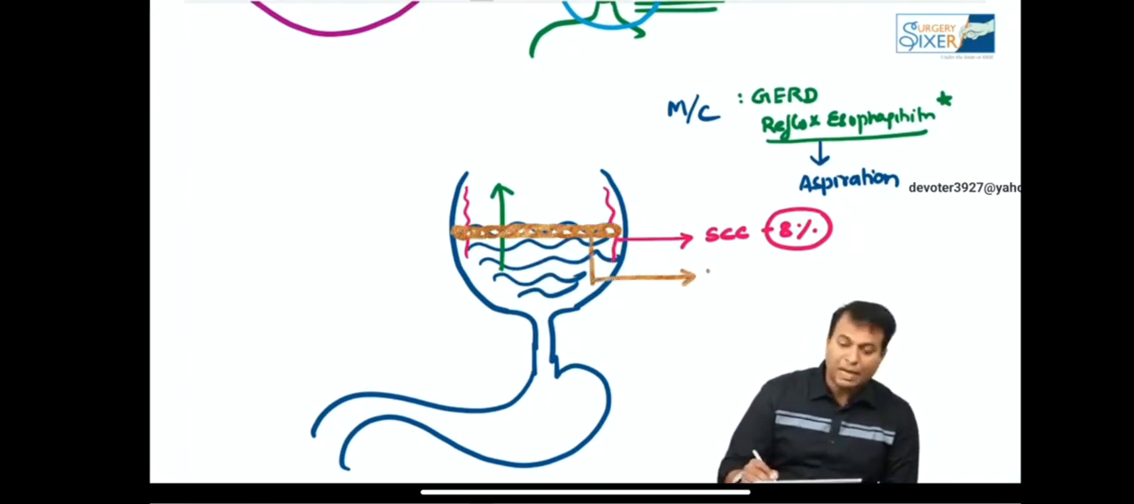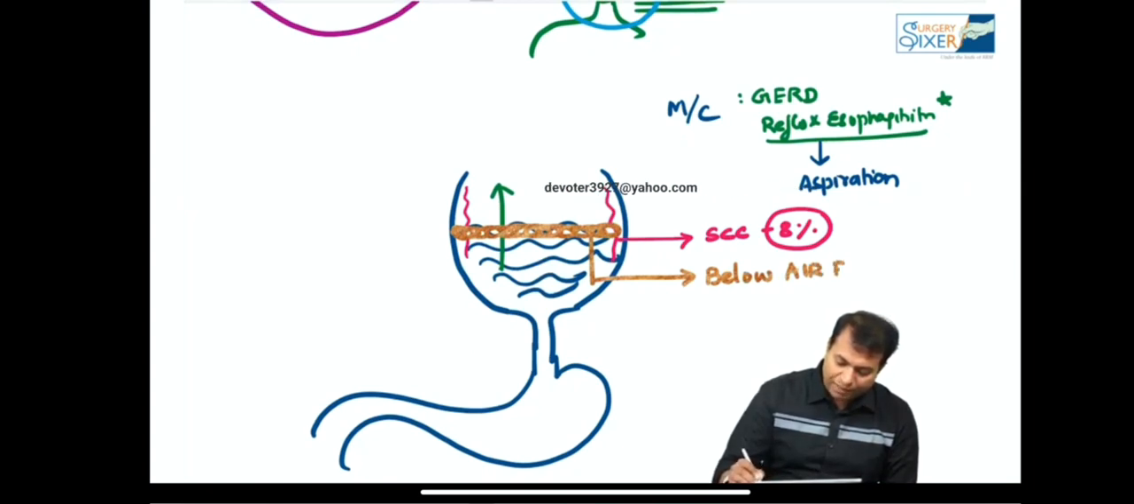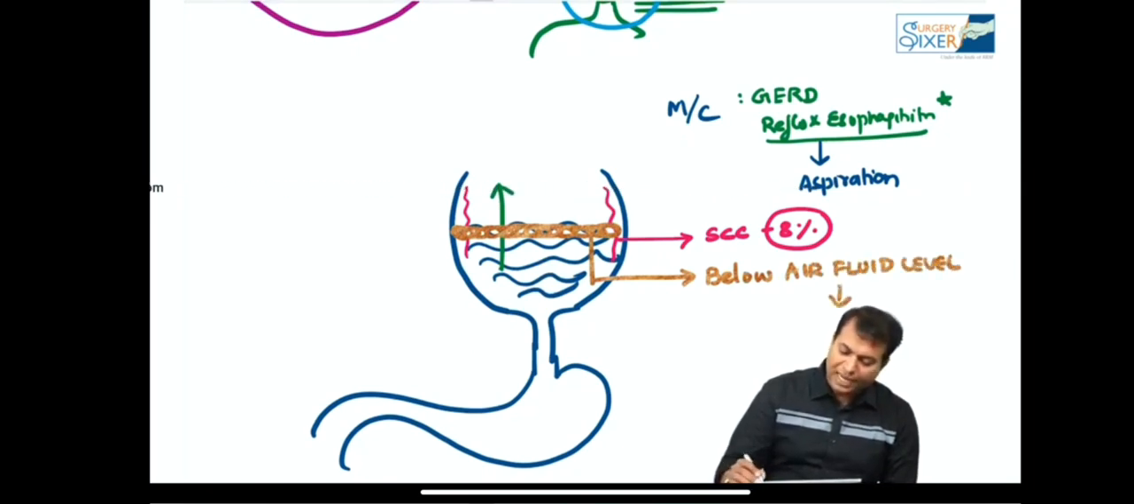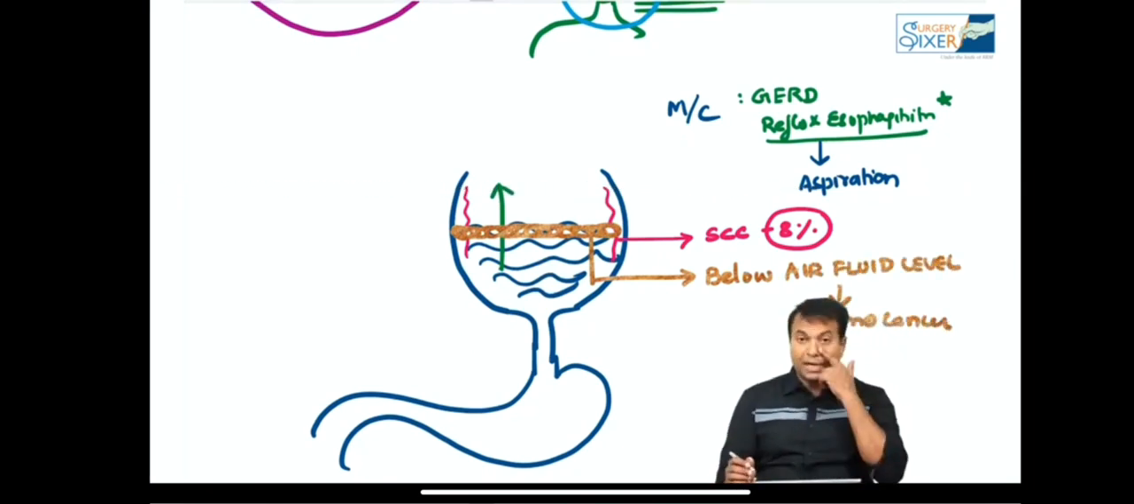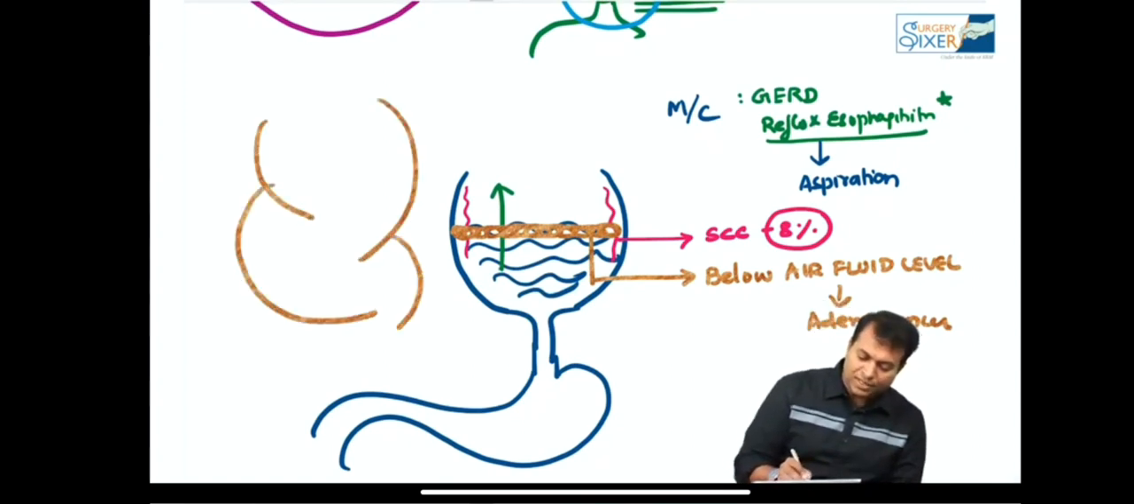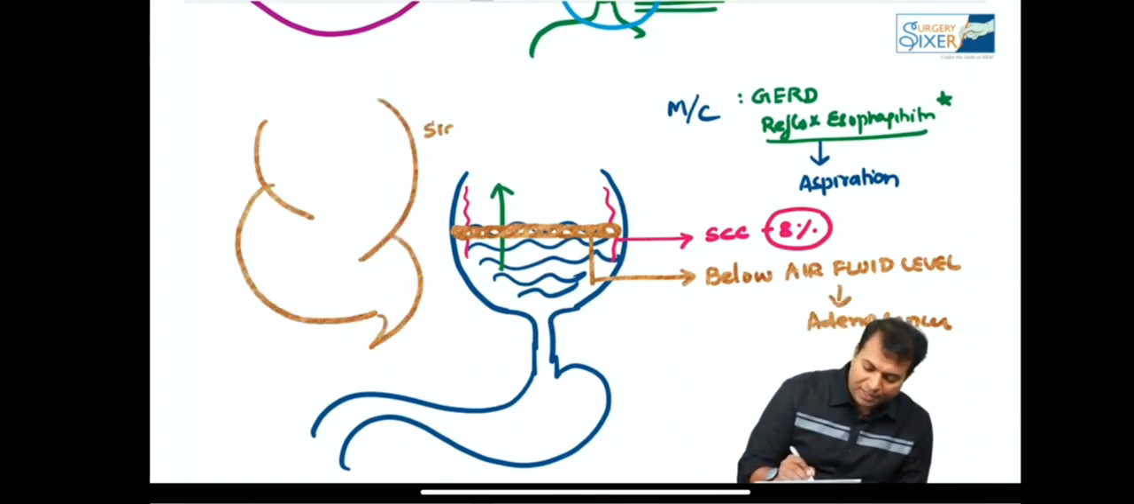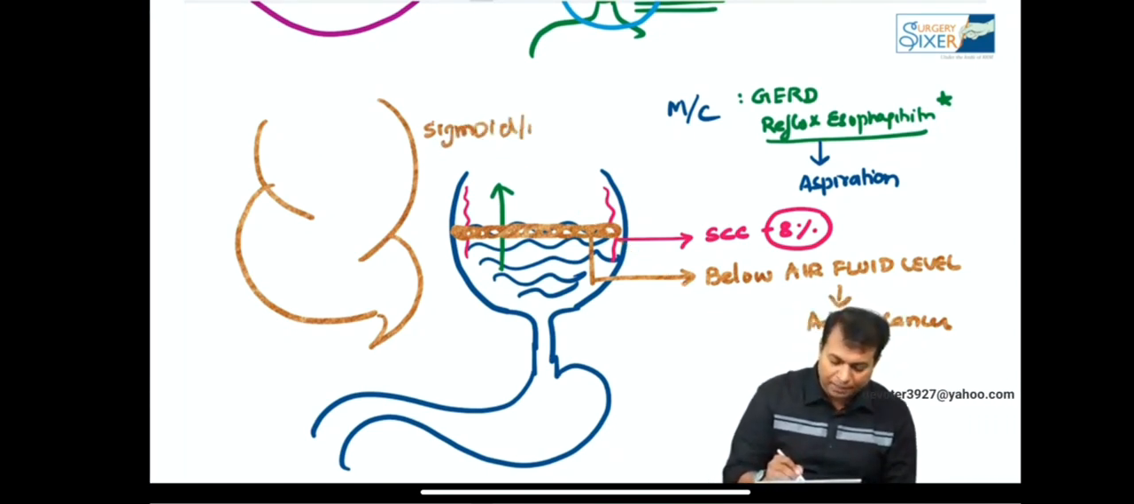What is this place? Below the air fluid level. The mediastinum, at the air fluid level below, it can develop adenocancer, but it is very rare. It can develop, but it is very rare. And the esophagus can mega dilate like this. What is this? It looks like a sigmoid mega esophagus. The other complication is sigmoid mega esophagus. Sigmoid or mega esophagus is another complication.